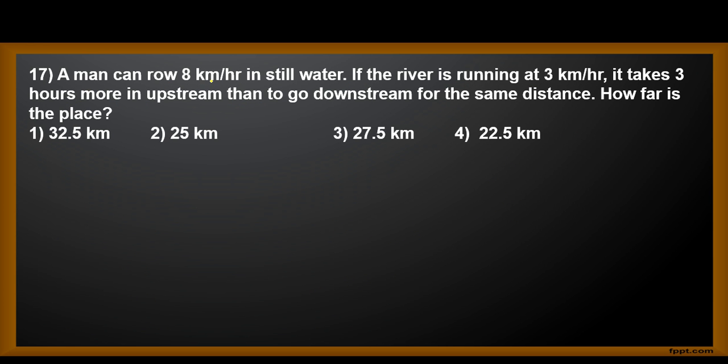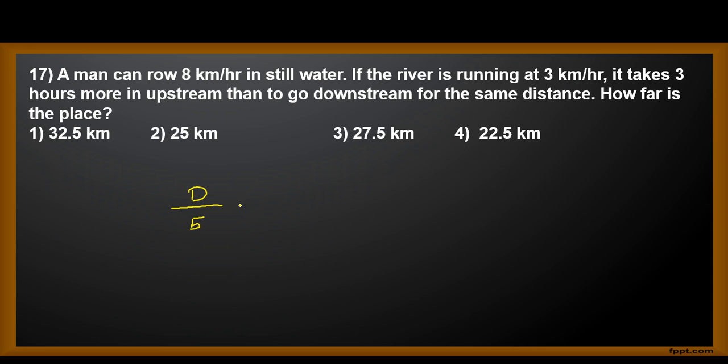A man can row 8 km per hour in still water. If the river is running at 3 km per hour, it takes 3 hours more upstream than downstream for the same distance. How far is the place? Let the distance be D. What is upstream speed? 8 minus 3, which is 5.